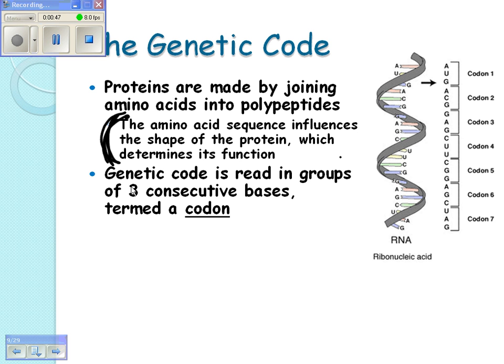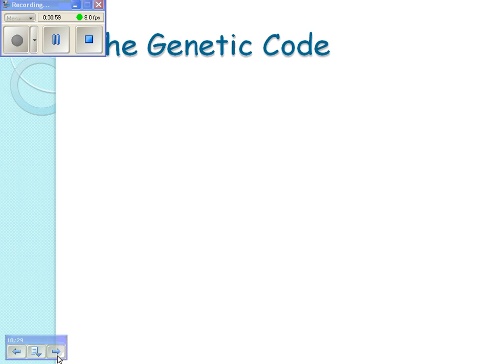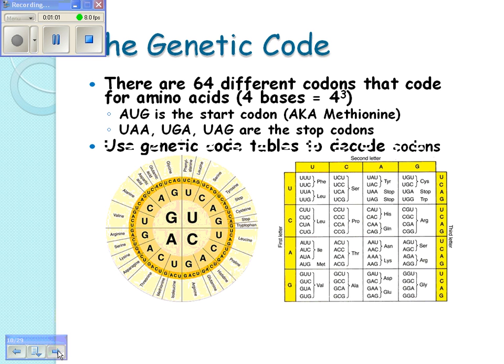So, okay, we know what a codon is. It's 3 consecutive nitrogenous bases. And each codon is going to correspond to 1 amino acid. Absolutely nothing that you need to memorize here, but there are 64 different codons. Okay. AUG is the start.